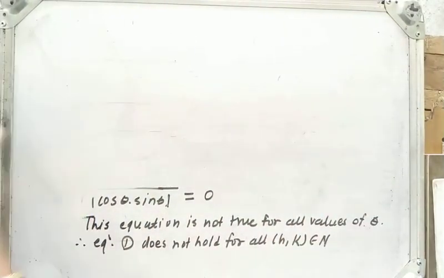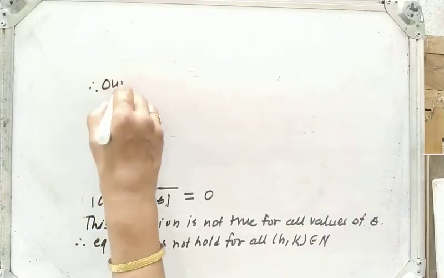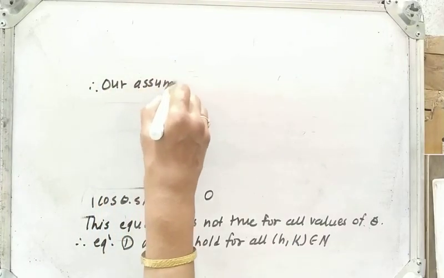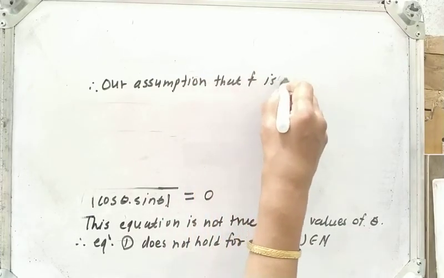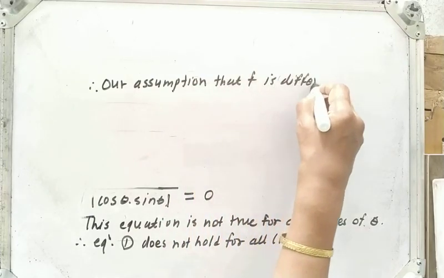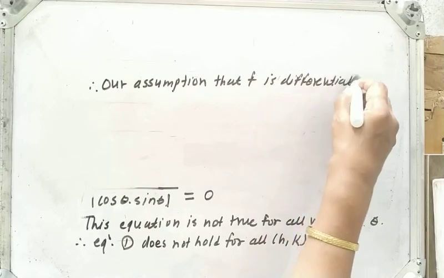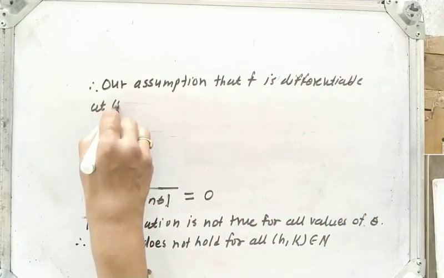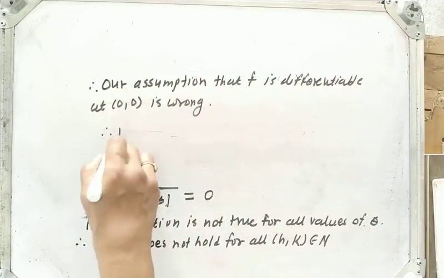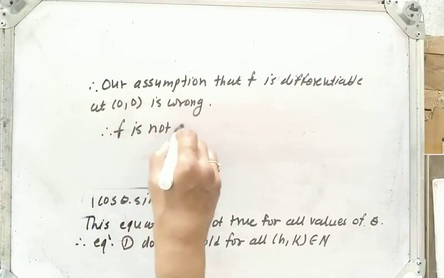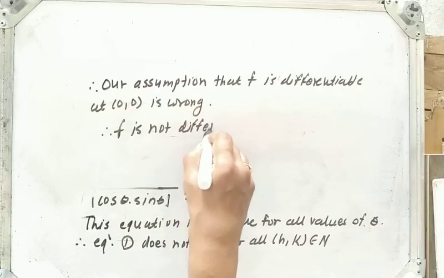Therefore our assumption that f is differentiable at (0,0) is wrong. Therefore, f is not differentiable at (0,0).